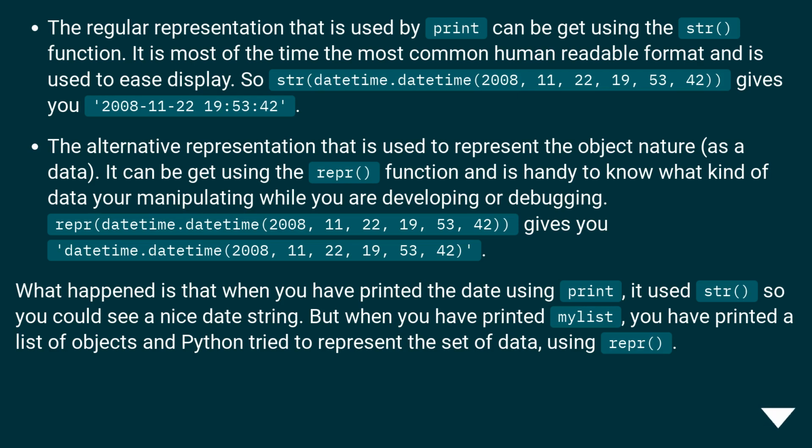The alternative representation is used to represent the object nature, as data. It can be gotten using the repr function and is handy to know what kind of data you're manipulating while you are developing or debugging. repr(datetime(2008, 11, 22, 19, 53, 42)) gives you datetime(2008, 11, 22, 19, 53, 42). What happened is that when you printed the date using print, it used str so you could see a nice date string. But when you printed mylist, you printed a list of objects and Python tried to represent the set of data using repr.